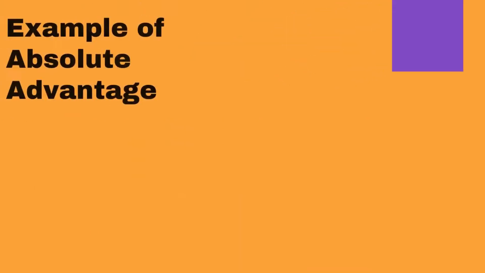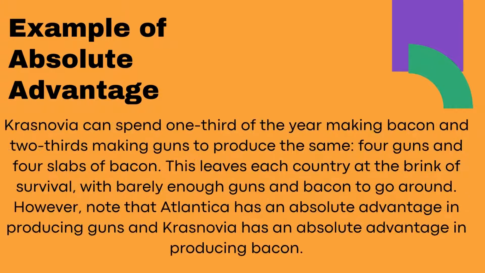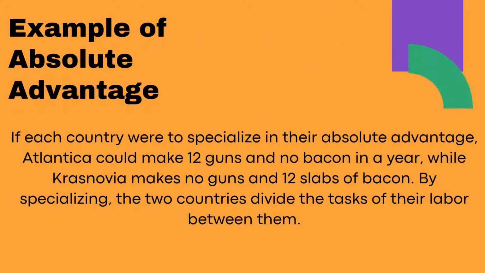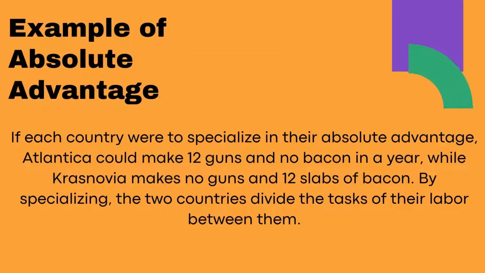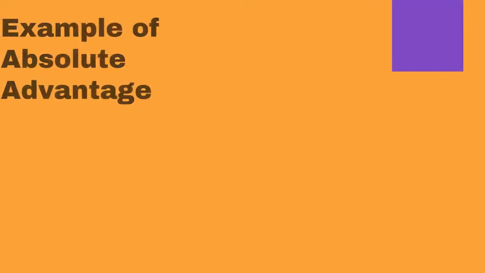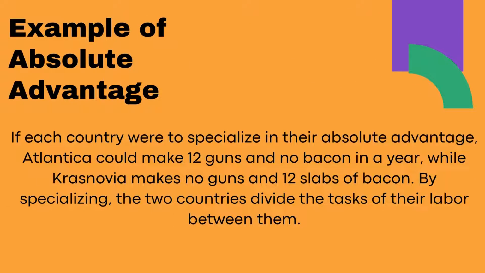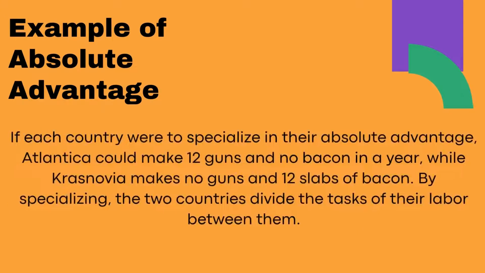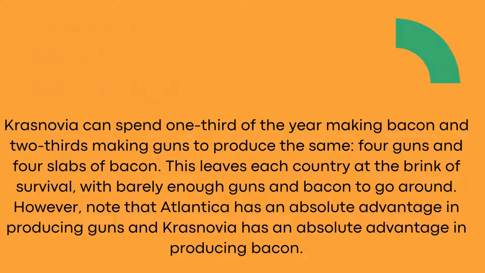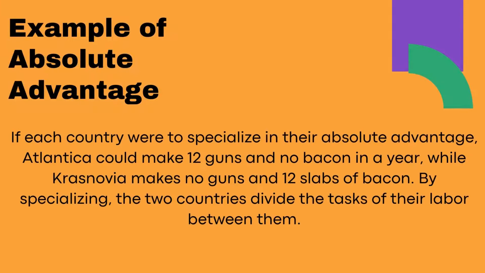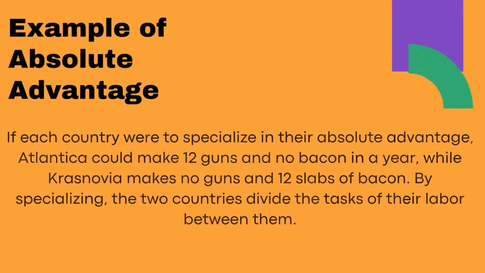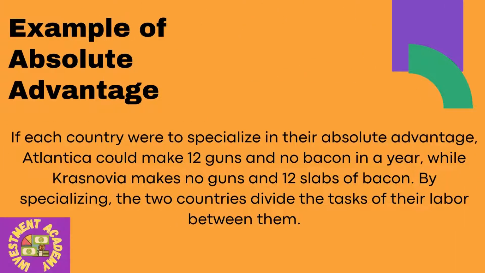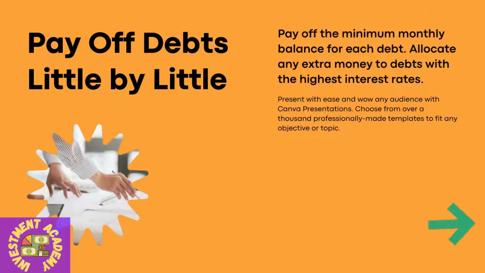In a state of autarky, producing solely on their own for their own needs, Atlantica can spend 1/3 of the year making guns and 2/3 of the year making bacon, for a total of 4 guns and 4 slabs of bacon. Krasnovia can spend 1/3 of the year making bacon and 2/3 making guns to produce the same, 4 guns and 4 slabs of bacon. This leaves each country at the brink of survival, with barely enough guns and bacon to go around. However, note that Atlantica has an absolute advantage in producing guns and Krasnovia has an absolute advantage in producing bacon.